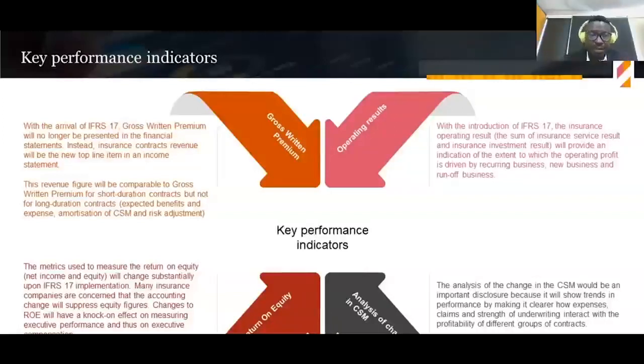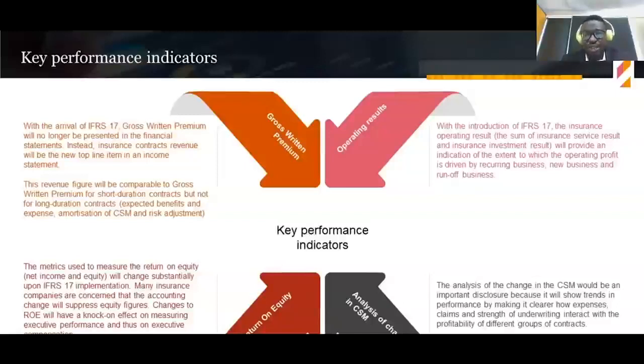So that top line, called gross written premium, would effectively disappear, especially for insurance companies writing life businesses. It will still be a similar concept for companies writing GI business, because the premium allocation approach will still be applied, and it looks very much like what we currently do under IFRS 4. But for life insurance companies, there'll be a significant change in terms of what we currently look at as our gross written premium.